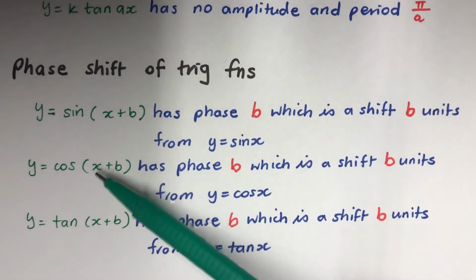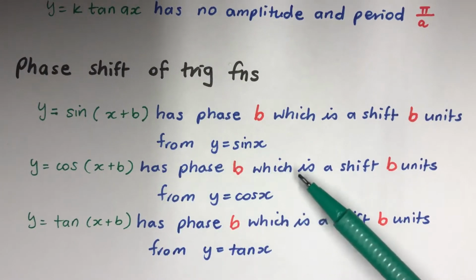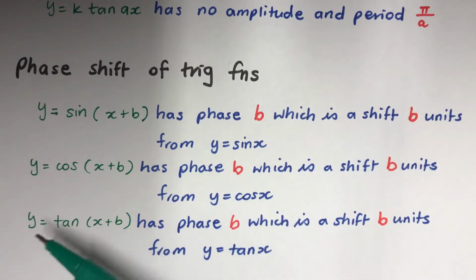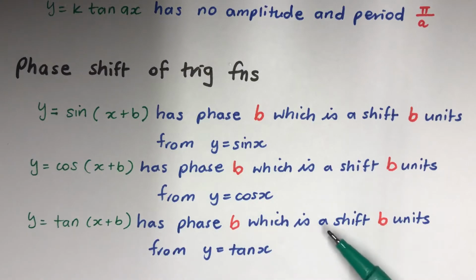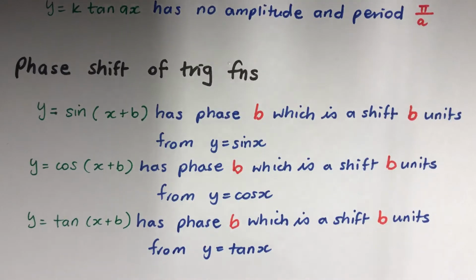Okay, cos (x plus b) has a phase b, which is a shift of b units from y equals cos x. Y equals tan (x plus b) has phase b, which is a shift of b units from y equals tan x.